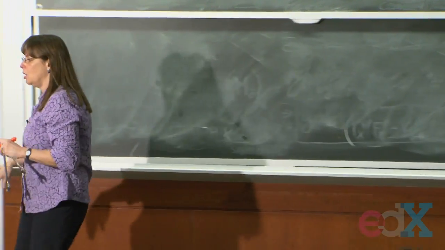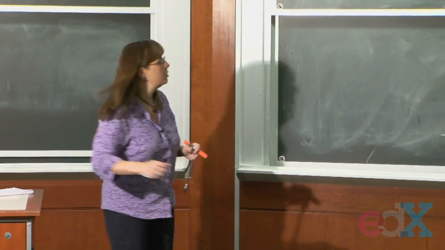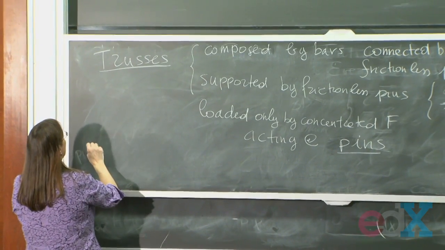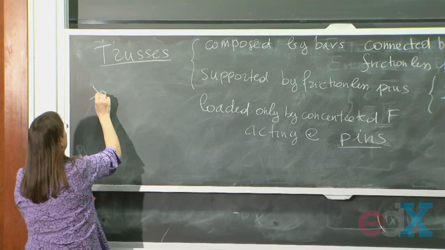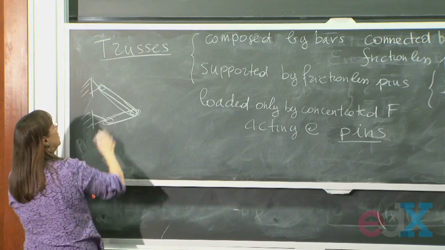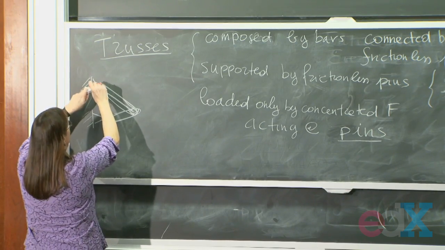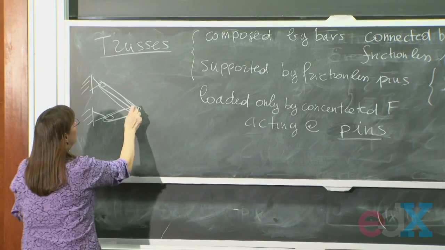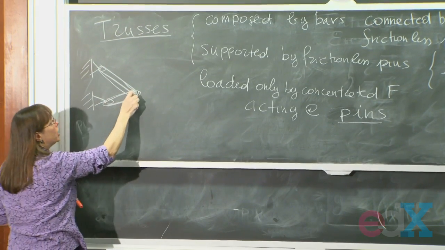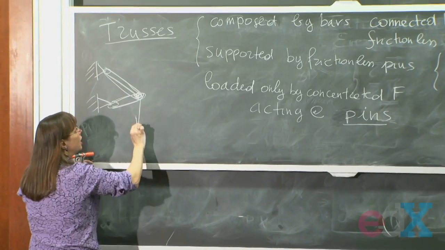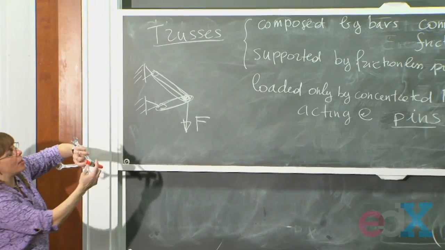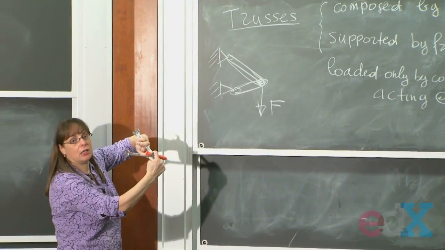So let's draw an example. So something that looks like that. So I have a bar like this and a bar like this. I have pins here, here, and here. This one here is a hinge. This one here is a hinge. This one here is a joint. And right here, I have a force applied. The force can only be applied at the joint.